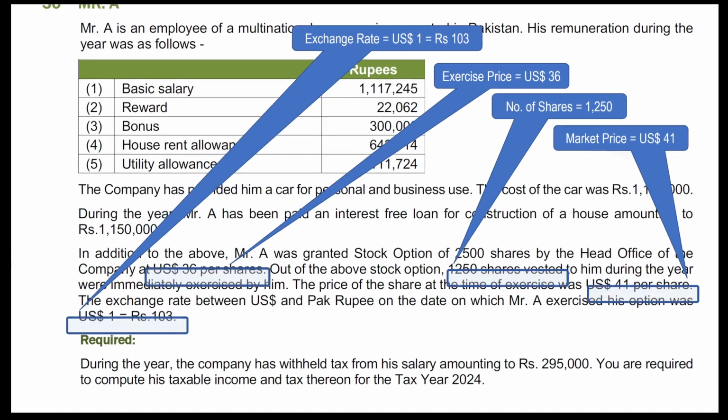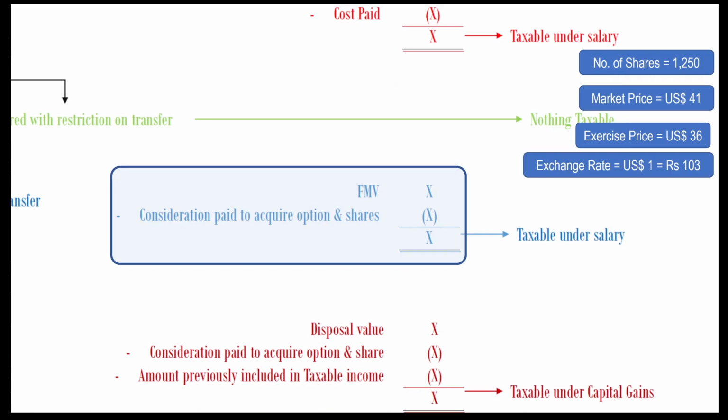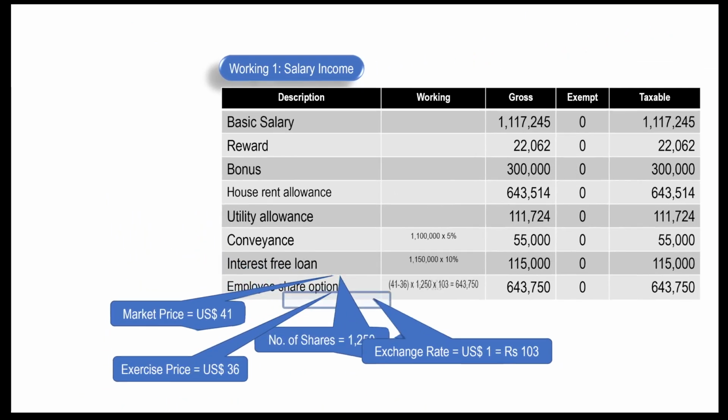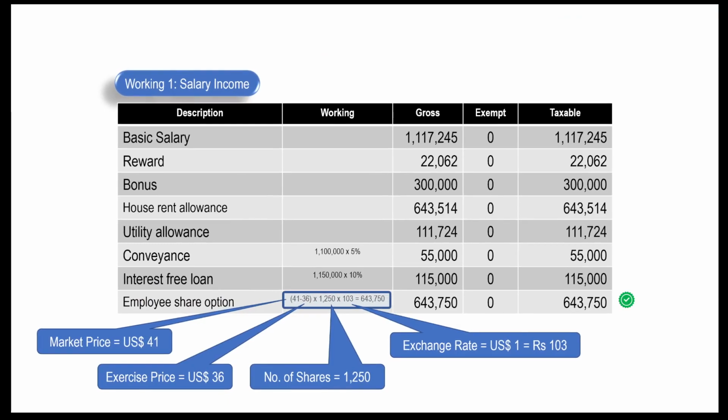From fair market value of 1250 shares, subtract the consideration paid to acquire these shares. The resultant gain will be multiplied with exchange rate to calculate rupee value. This will be included as salary income. Mention it in your working. Value comes to rupees 643,750. We have also used an alternative method of calculation in working column.